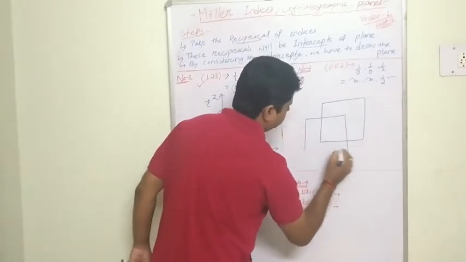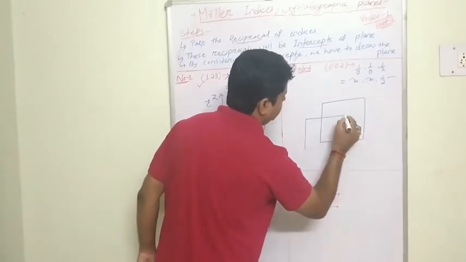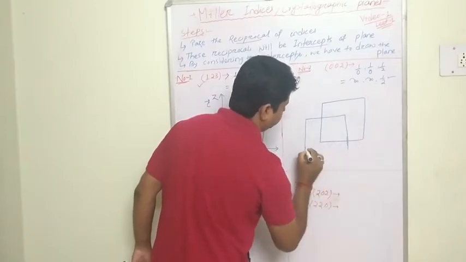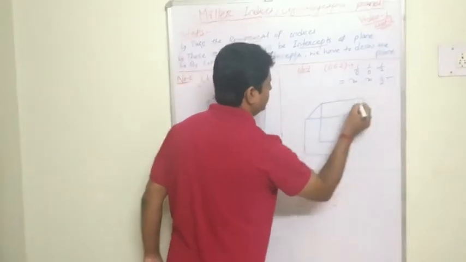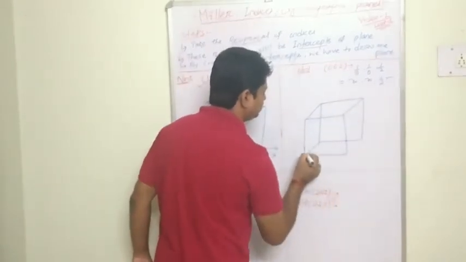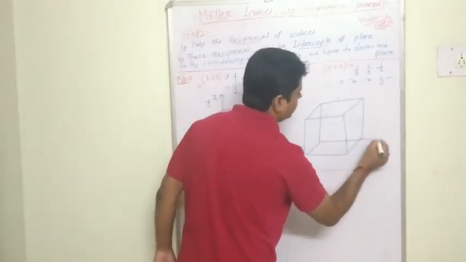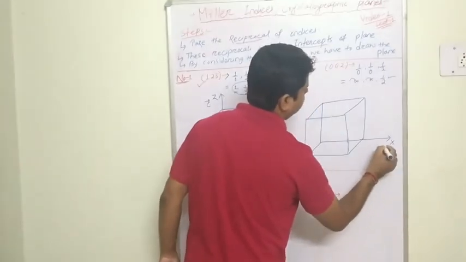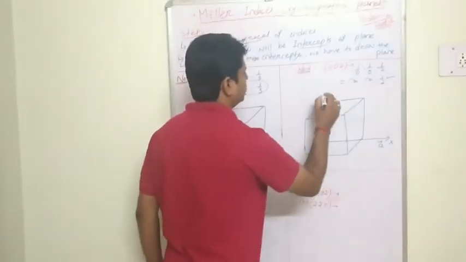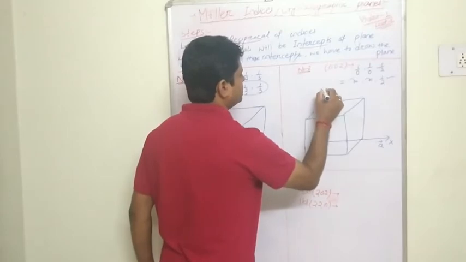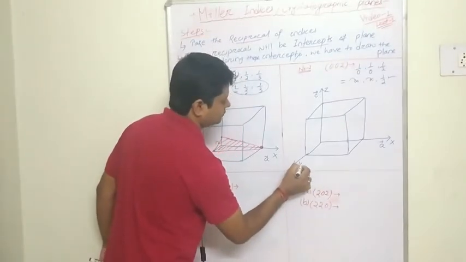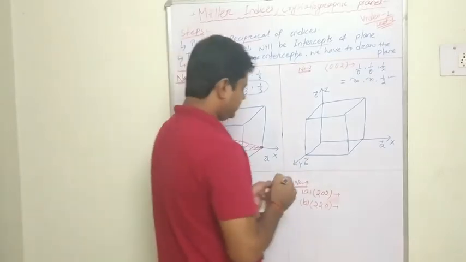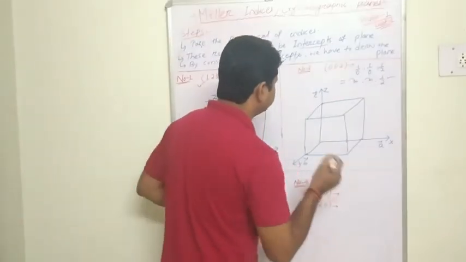This is the unit cell. We have to draw the unit cell. x or A, we can say. This is Z or C, we can say, and this is our origin.